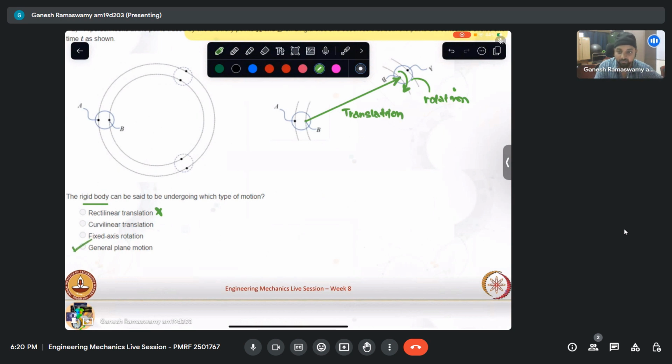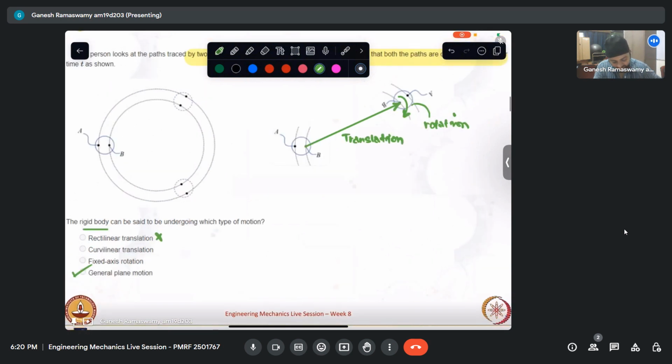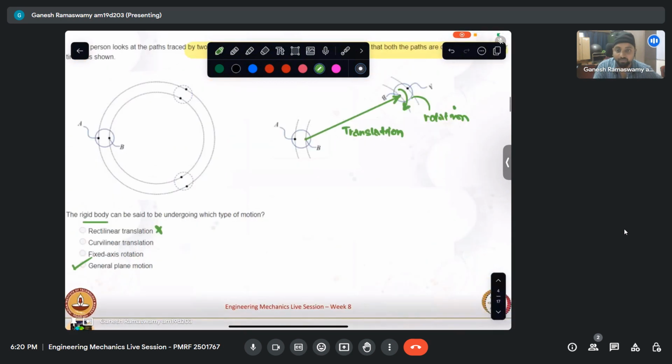motion. Now there could be a question, why, if it is actually tracing a circular path, why can't I say that it is curvilinear translation with that curve being a circle? That could be one question. Now how it would have looked if it was curvilinear translation, let us see.